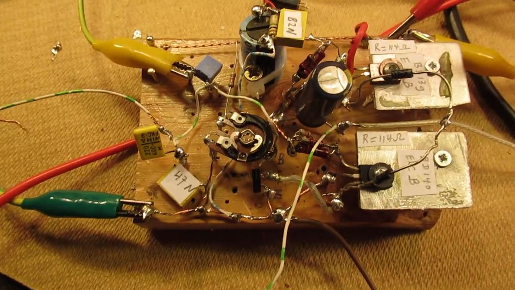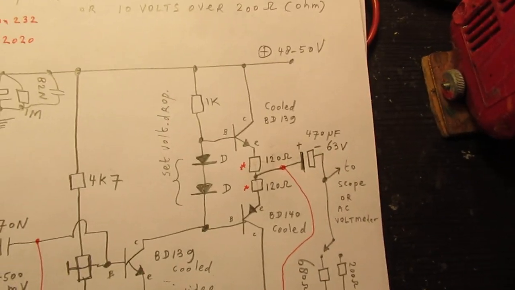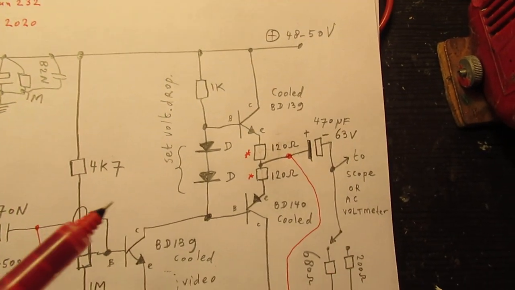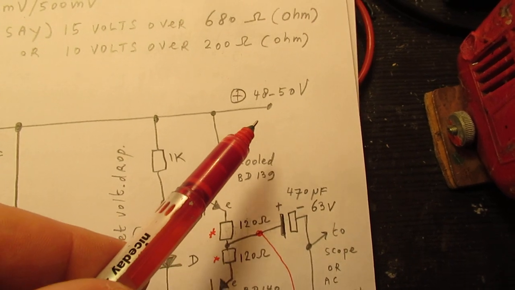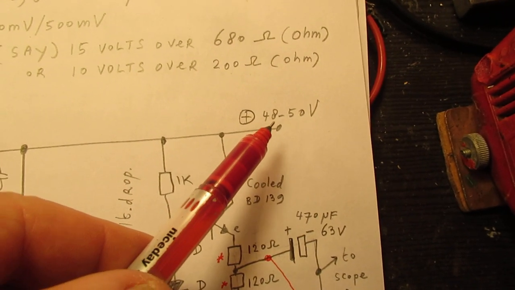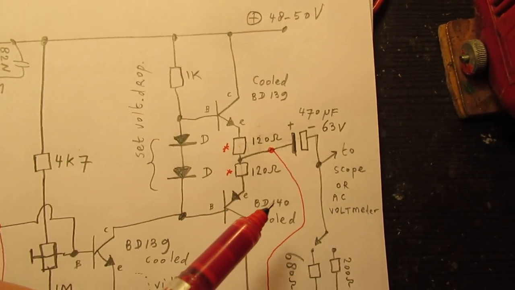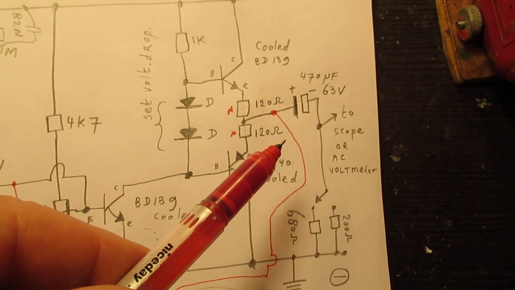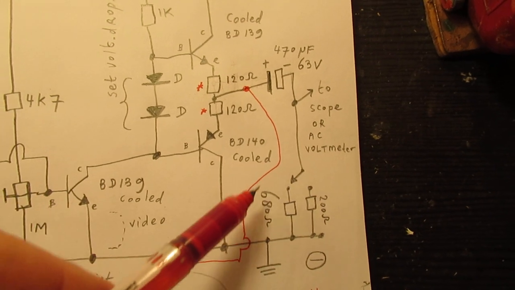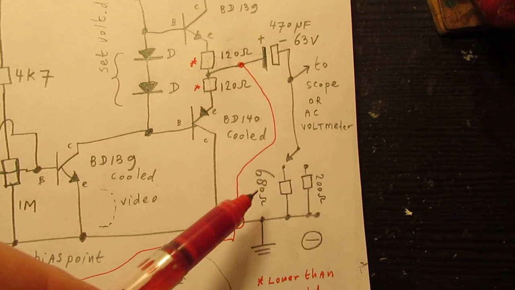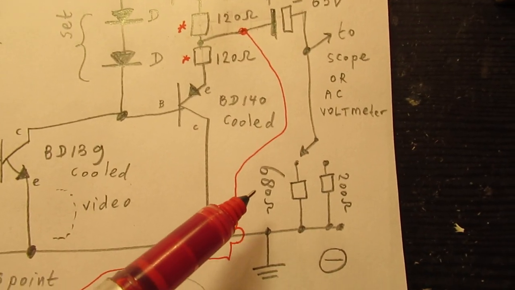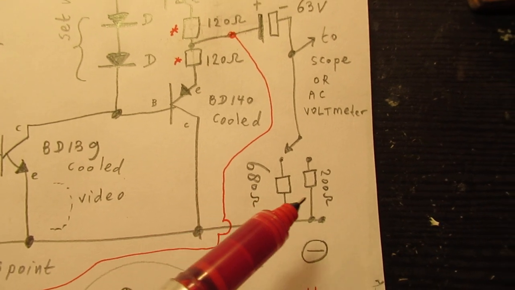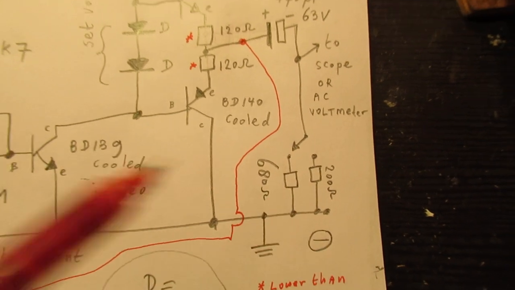So that could have an effect. Anyway, the circuit is on YouTube, so you can decide for yourself. The circuit works on, say, 50 volts. The output is between, say, 15 volts, according, of course, to the load. And that's here 680 ohms or 200 ohms.